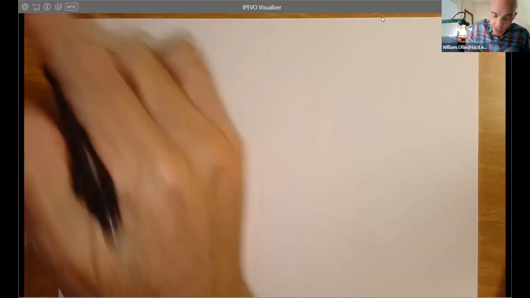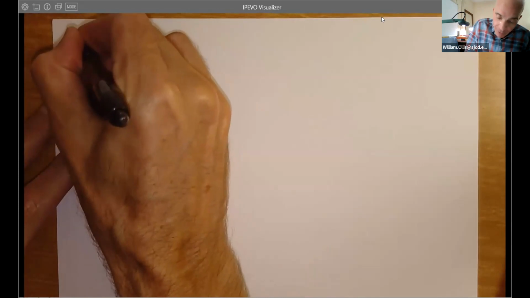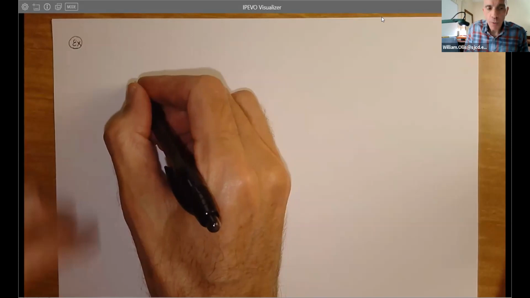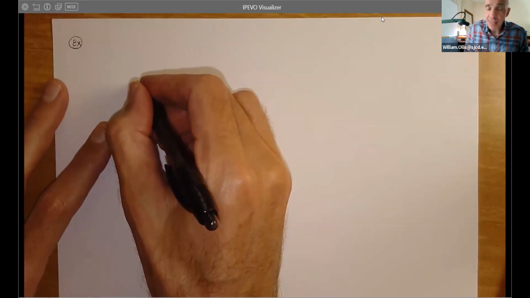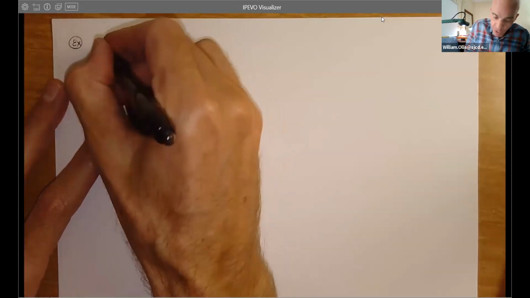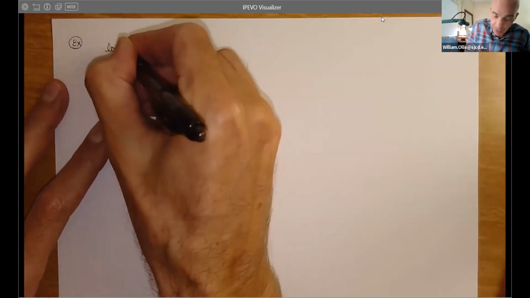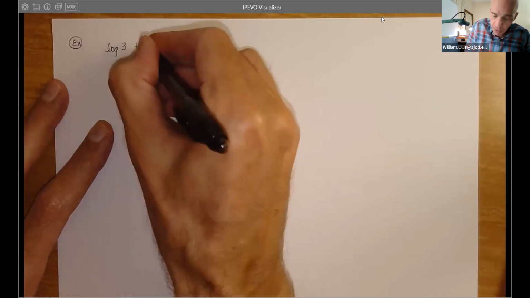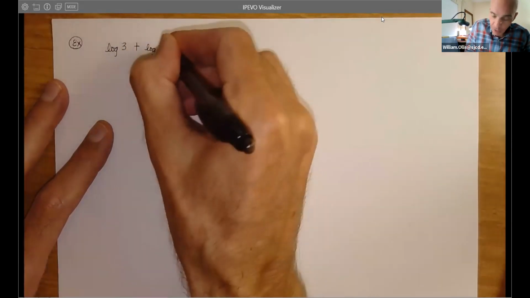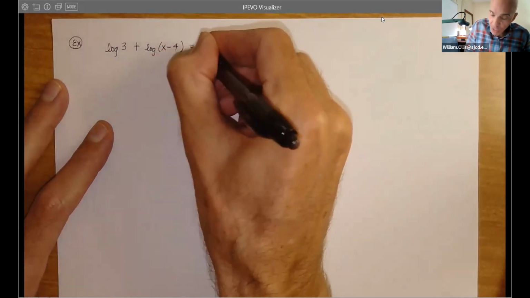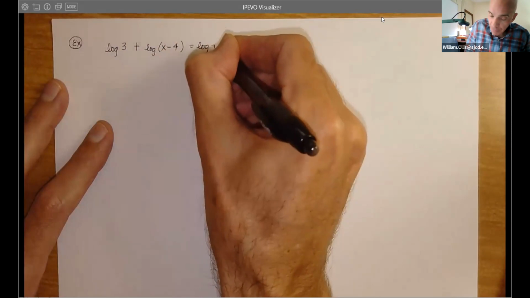So for instance, let's get at the heart of the matter. Why do we even care about these logs and exponents? Well, because they help us do math, and one of the most important things we do in mathematics is solve equations. So let's just start our journey with this. So we have the base 10 logarithm of 3 plus the base 10 logarithm of x minus 4 equals the base 10 logarithm of x.